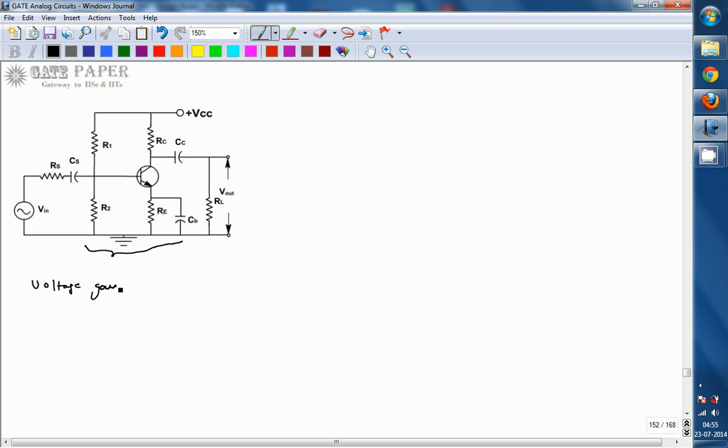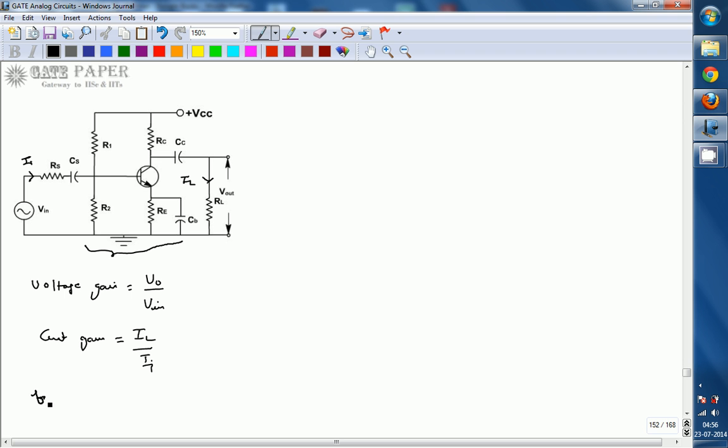So voltage gain can be defined like this. Voltage gain is nothing but output voltage divided by input voltage. And if you want to define current gain, it is nothing but the current flowing through the load, let us assume it is IL, and the input current is II. So current gain is IL divided by II.